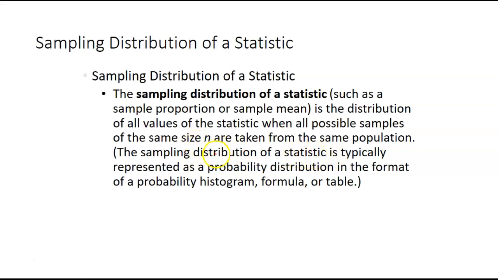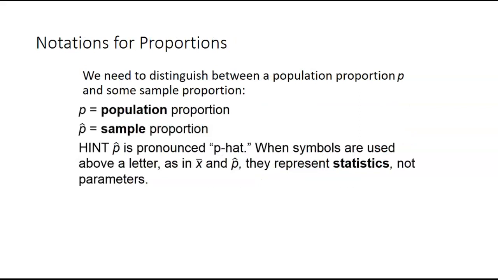We can represent these in different formats: the probability histogram, the formula, or the table. We're going to mostly be doing the table in this section, but just understand that they can be represented in other ways. Okay, so to get started talking about the sampling distribution of a proportion, we need to introduce some notation. The lowercase p is going to represent our population proportion, and p hat, which is how this is read, is going to be your sample proportion. So just keep those in mind as we go through this.